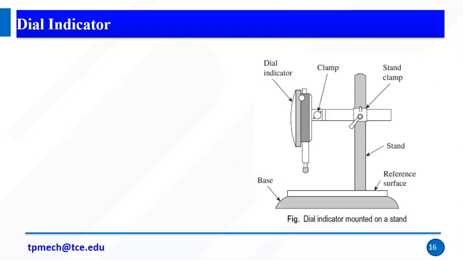Right? So this is the image of a dial indicator. We have a base and then the reference surface. On the reference surface we have a vertical structure called the stand. On the stand we have a horizontal bar. At the end of the horizontal bar we have the dial indicator, clamped with a clamp, and the stand clamp is used to locate the horizontal bar. It can be adjusted based on our height adjustment.